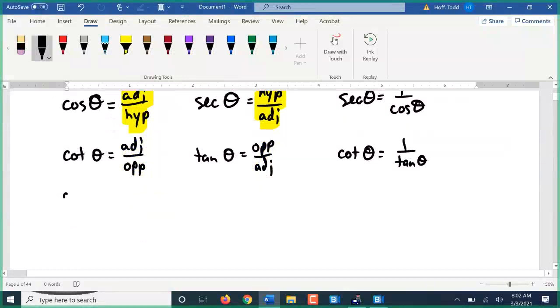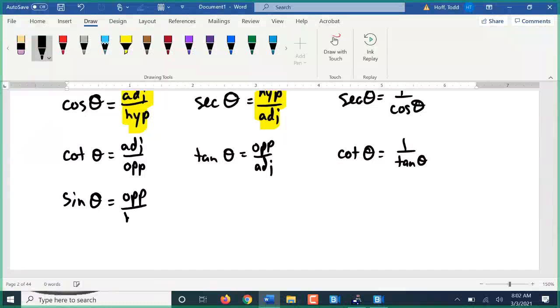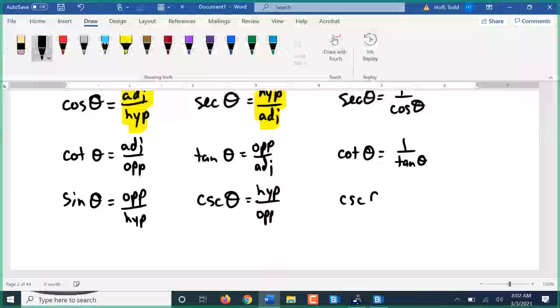Let's see what's coming up next. Sine of an angle, opposite over hypotenuse. The cosecant of an angle, hypotenuse over opposite. Cosecant is the reciprocal of sine.